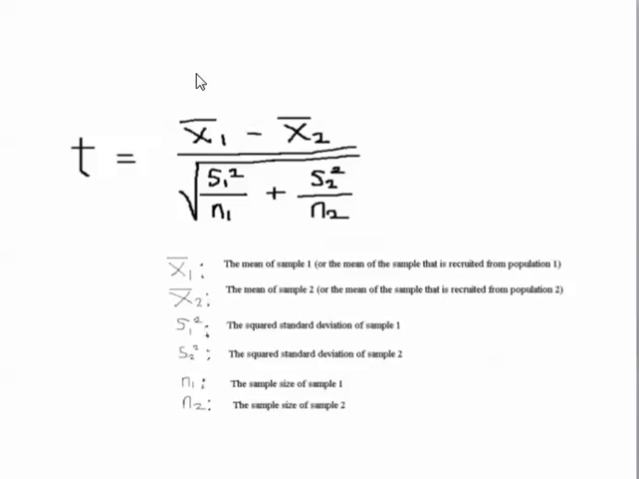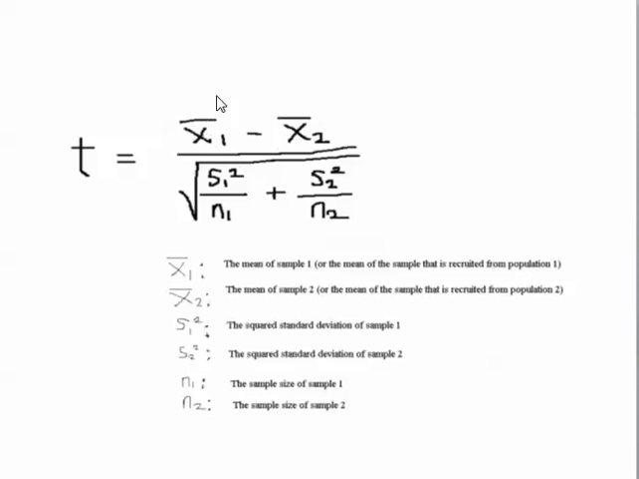Now, if the mean of sample 1 is higher than the mean of sample 2, then you get a positive number on top when you subtract the two sample means. And then the entire t-score becomes a positive number. So if the mean of sample 1 is 4 and the mean of sample 2 is 3, then 4 minus 3 is 1. It's a positive number. And then the entire t-score becomes positive.